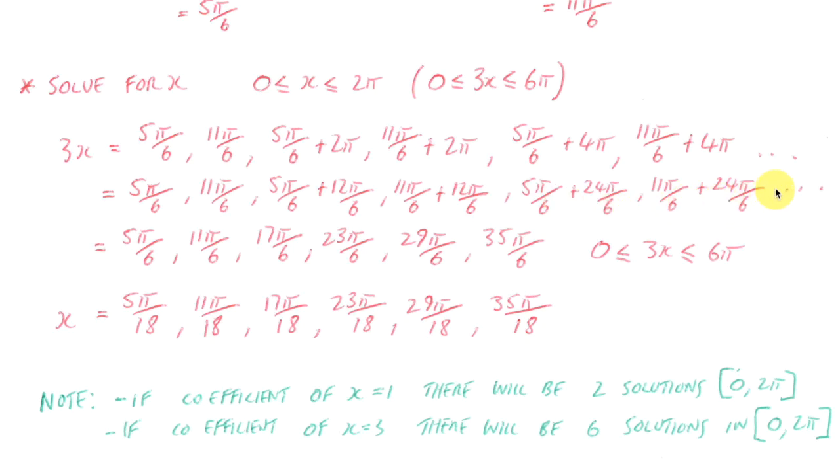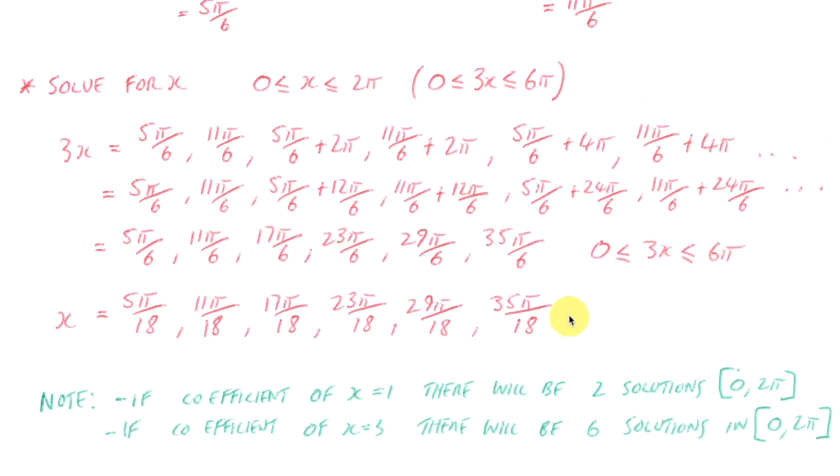In this line of workings, I express everything so it's over 6. In this line, I combine the fractions and ensure that I have the solutions between 0 and 6 pi for 3x. So these are all over 6, so the 0 is 0 pi on 6, and the 6 pi is the same thing as having 36 pi on 6. So obviously this one here is just before that end point for our domain.